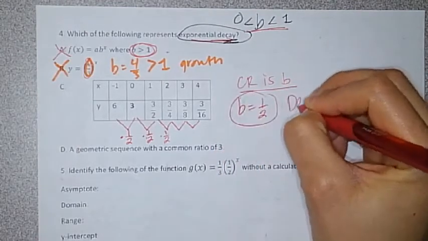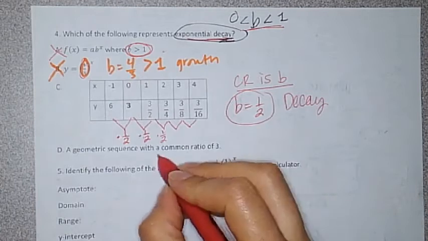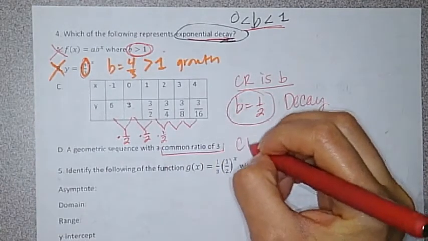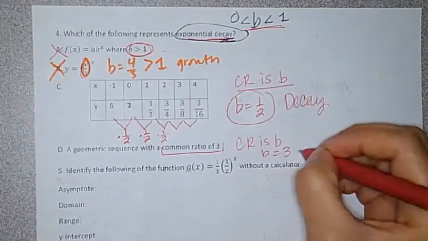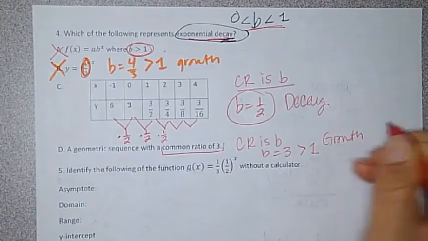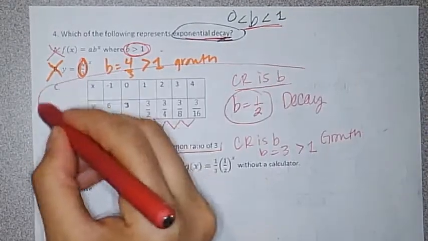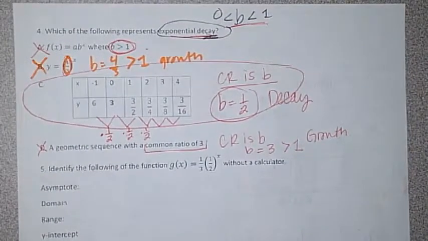So this is decay. And just to double check, I'll do D. D says that the sequence has a common ratio of 3. So again, the common ratio is the b. That means b is 3, and that is greater than 1, so this is going to be growth. So my answer would be C. C would be the correct answer, decay.